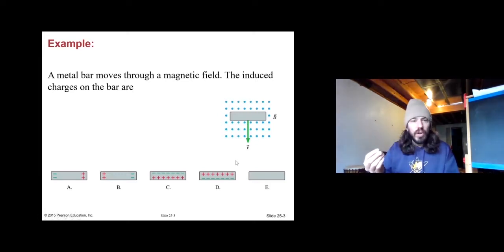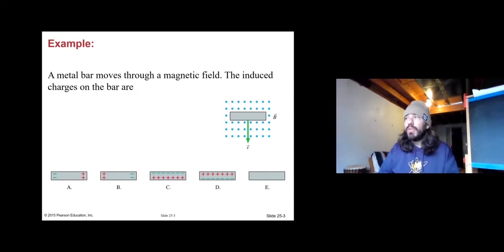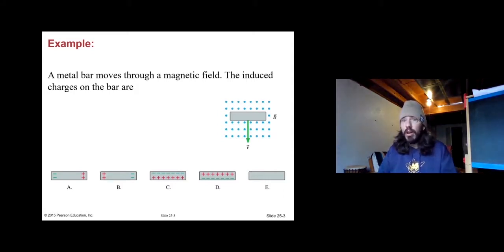Let's start off with a quick example using some of what we learned about in the last chapter. A metal bar moves through a magnetic field. The induced charges on the bar are... Why don't you pause the video and see if you can decide which of these selections is correct. Hint, you will want your right hand for this operation.